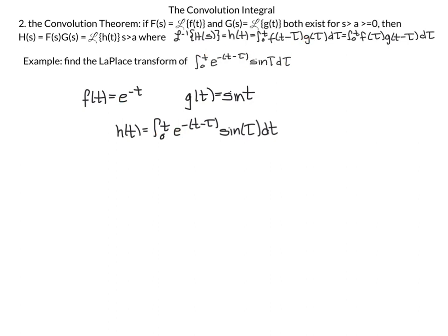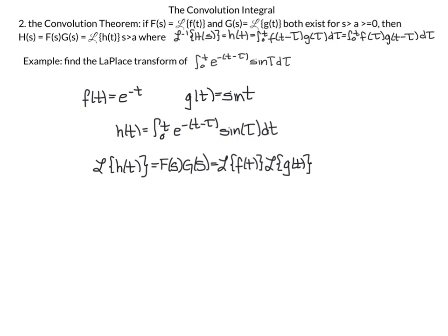I'll have e to the minus (t minus tau) and then sine of tau, and that's exactly what we have here. The problem is to take the Laplace transform of this integral, so I'm just going to say I want to take the Laplace transform of this h of t. Looking at my convolution theorem, the Laplace transform of h of t is equal to capital F of s times G of s, which is equal to the Laplace transform of little f of t times the Laplace transform of little g of t.